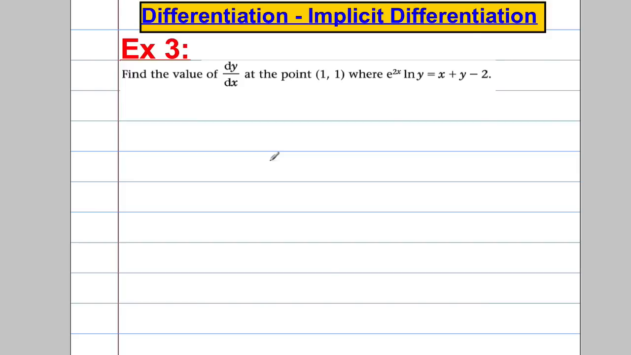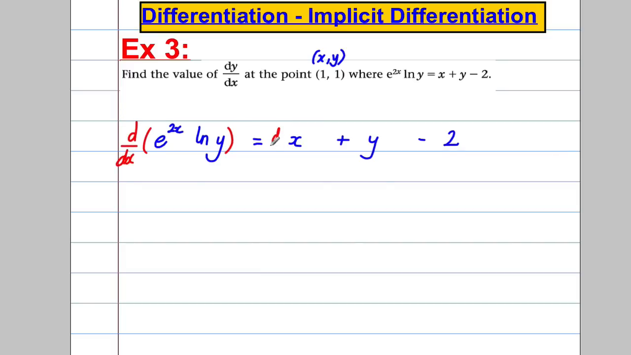Okay, last one here. Find the value of dy by dx at x is 1 and y is 1 when the following is true. So exactly like before, just a different type of function. So let's write this down. So we've got e to the 2x, natural logarithm of y, is going to equal x plus y take away 2. Now I'm going to differentiate everything. So I'm going to differentiate this side. I'm going to differentiate the x. I'm going to differentiate the y. And I'm going to differentiate the 2.